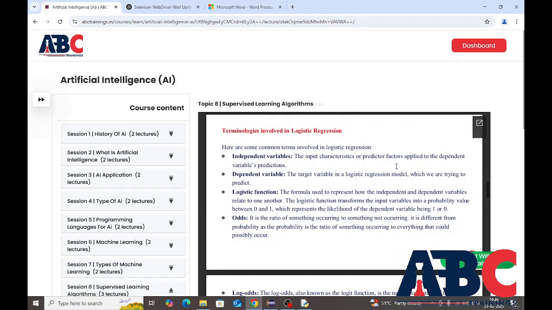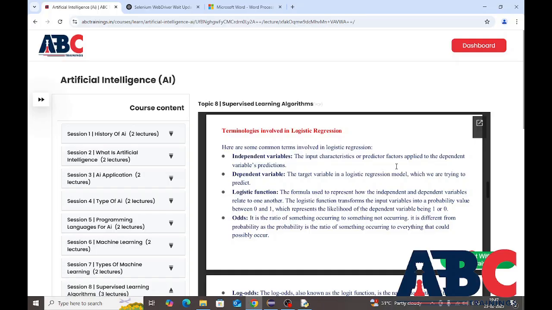So the next point is terminologies involved in logistic regression. Here are some common terms involved in logistic regression. Independent variables, the input characteristics or predictor factors applied to the dependent variable's predictions. Dependent variable, the target variable in a logistic regression model which we are trying to predict. Third terminology is logistic function. The formula used to represent how the independent and dependent variables relate to one another. The logistic function transforms the input variables into a probability value between 0 and 1, which represents the likelihood of the dependent variable being 0 or 1.